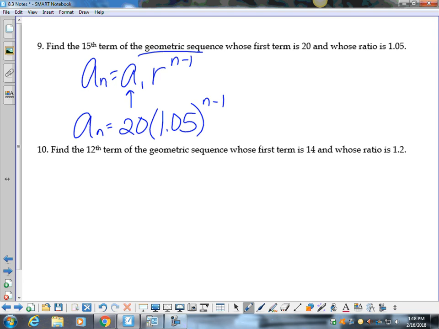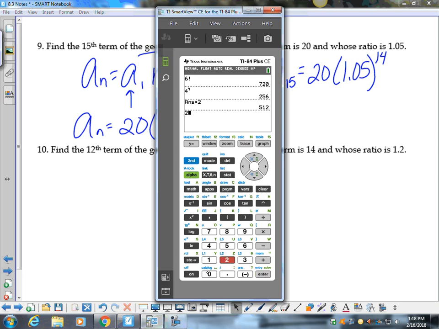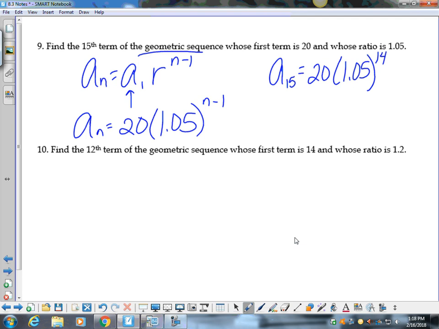And then it asked me to find A sub 15. So 20 times 1.05 to the 14. And I just do this in one swoop. $39.6. It makes sense it's a decimal because I'm growing by a decimal.